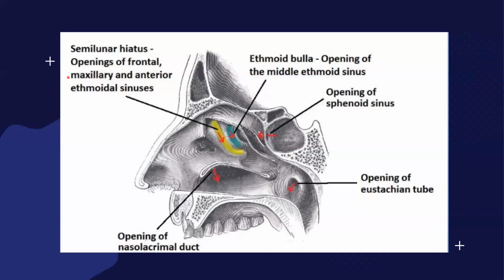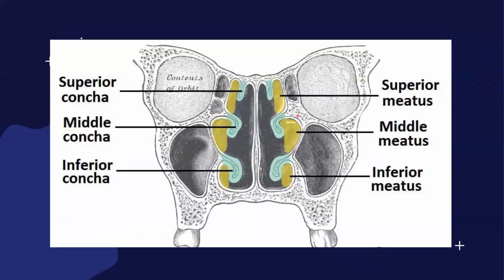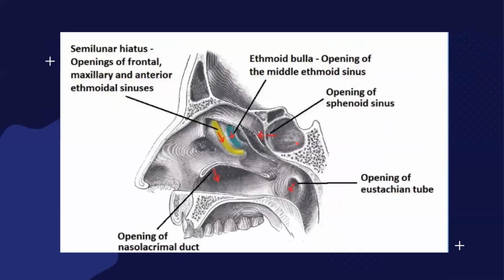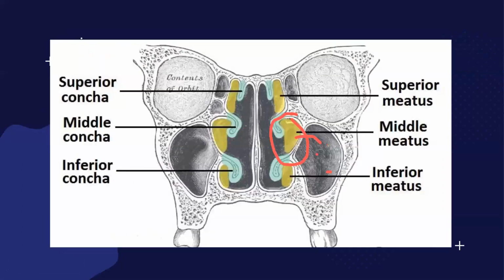Right here, this is what the middle meatus looks like. As you can see, the middle meatus is very close to the maxillary sinus, so it would make sense for it to be accessed through the middle meatus. But not just that, the middle meatus also has the semilunar hiatus. This hiatus is where we have the openings for the frontal, maxillary, and anterior ethmoidal sinuses. It's highlighted in yellow right here. So you go in through the middle meatus, you would irrigate the maxillary sinus, and that would help with the resolution of the infection.